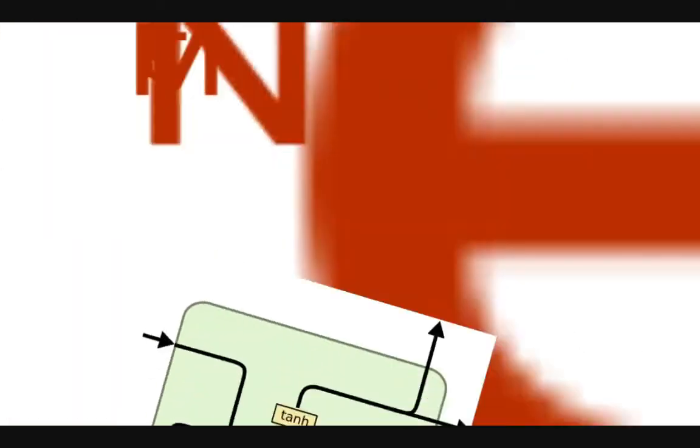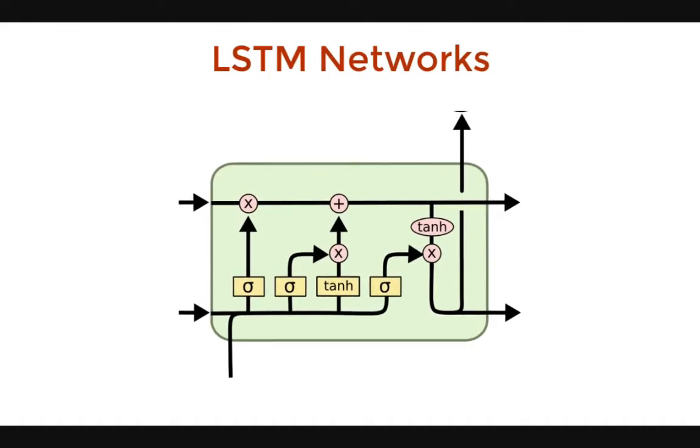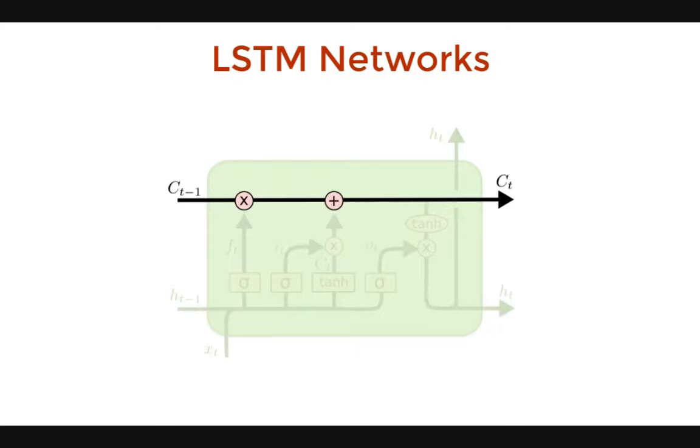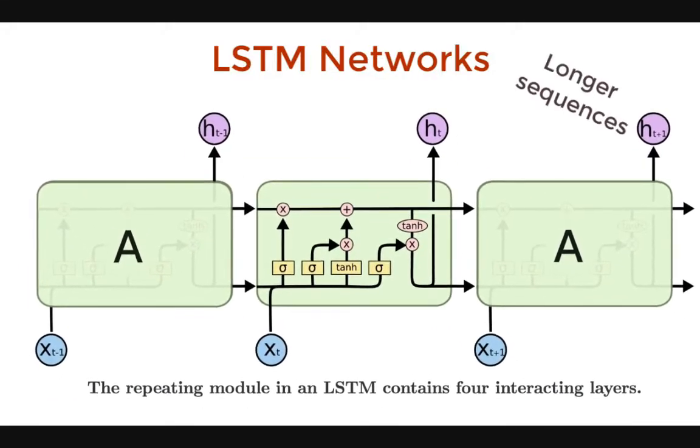In come LSTM networks in 1991 that introduced a long short-term memory cell in place of dumb neurons. This cell has a branch that allows past information to skip a lot of the processing of the current cell and move on to the next. This allows the memory to be retained for longer sequences.